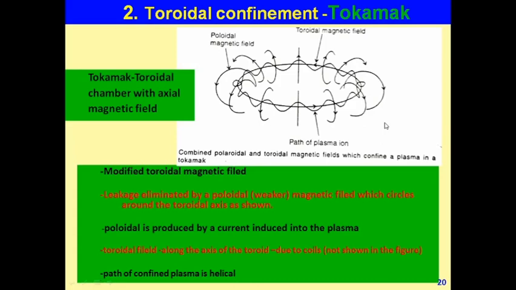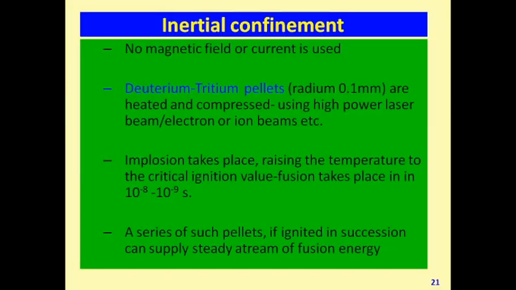So we are just constructing a fusion reactor in France, and that is called ITER, the International Thermonuclear Experimental Reactor. In ITER also we are using this tokamak for plasma confinement. That nuclear fusion reactor is not realized even today. It will take another 5 to 10 years for ITER to be operational.